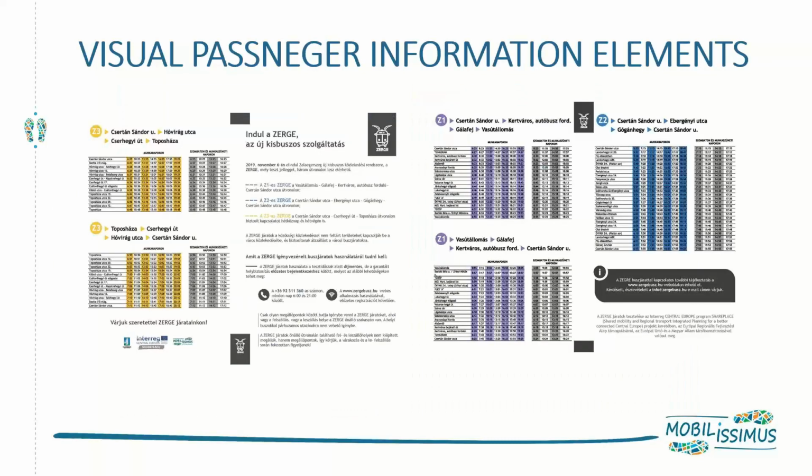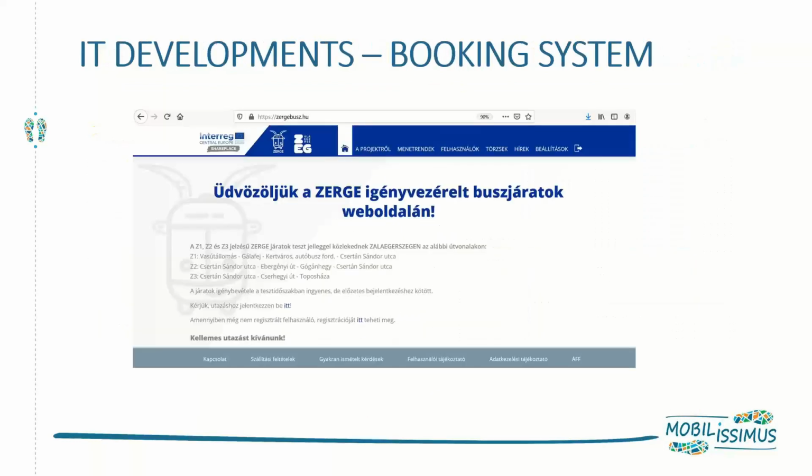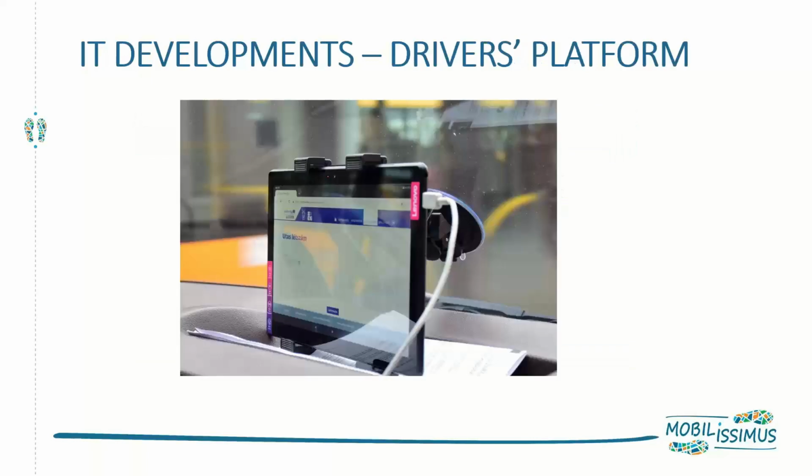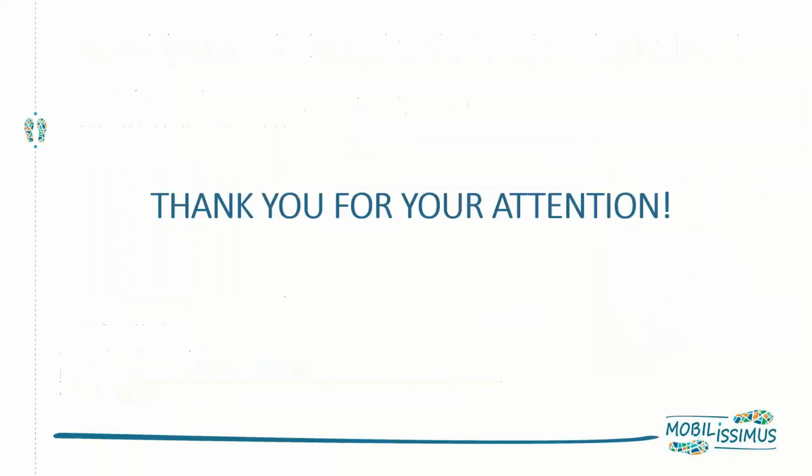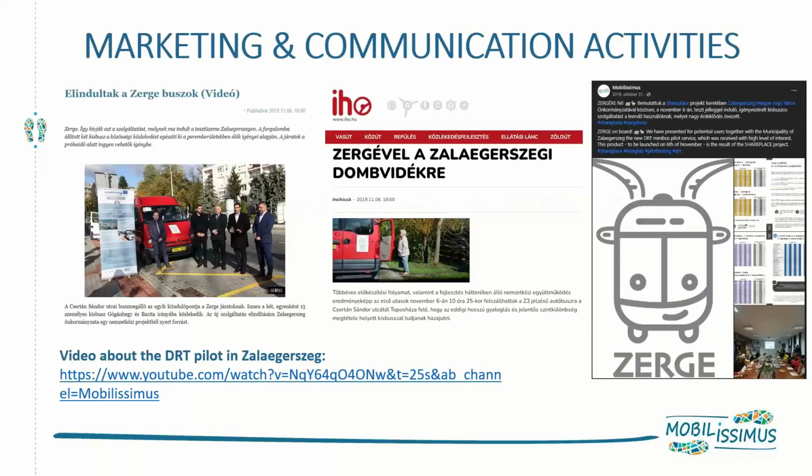This is another element. So new schedules, new timetables, etc. And at a certain time, a specific booking system has been implemented. The booking system was for sure very useful in order to know better the characteristics of demand and to fine-tune the characteristics of the supply.